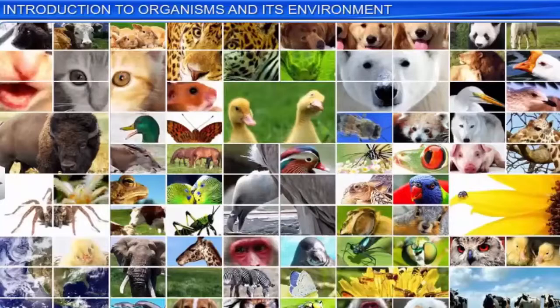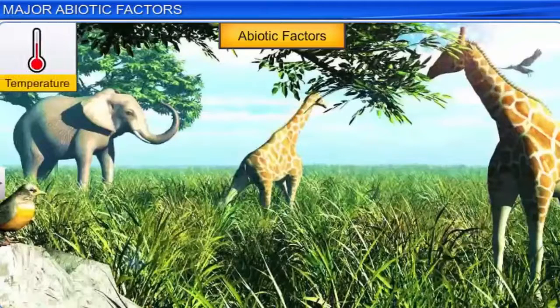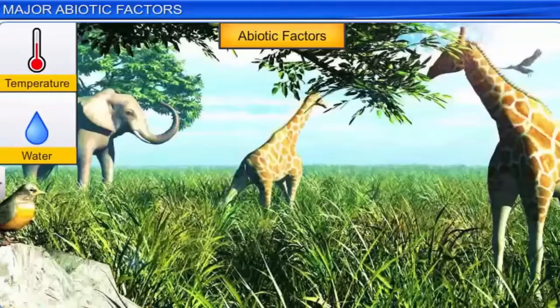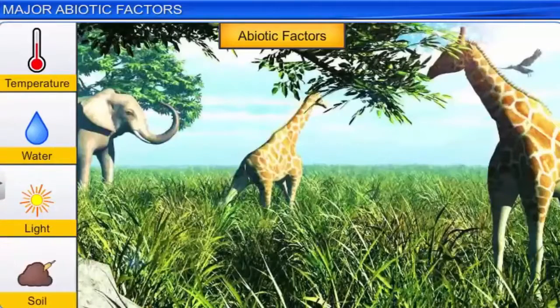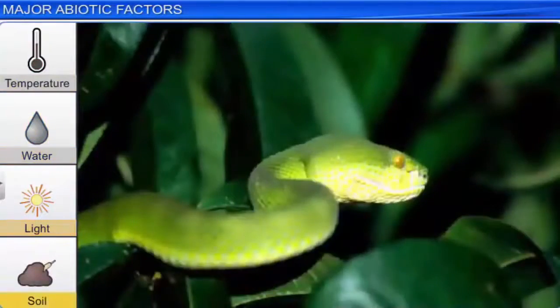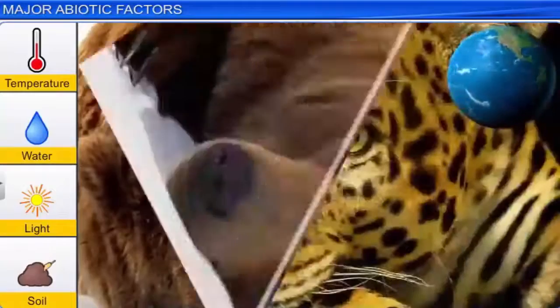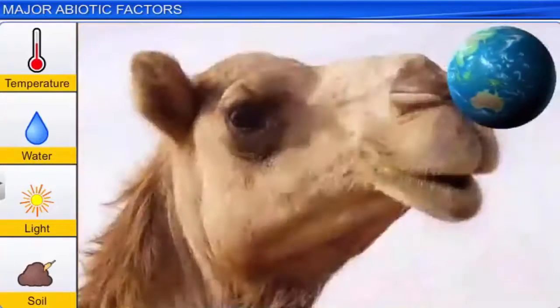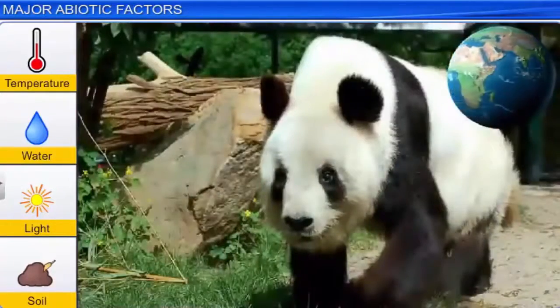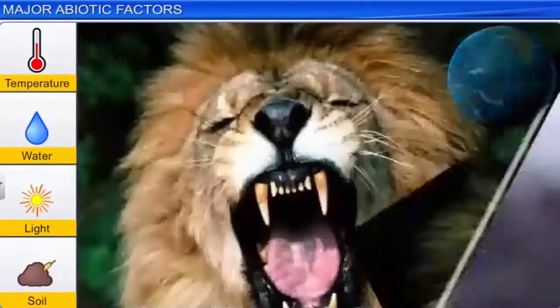If you observe your environment, you will notice several physical or abiotic factors such as temperature, water, light, and soil. These abiotic factors have a strong bearing on the life and existence of plant and animal species in different regions of the planet. Moreover, every organism adapts itself in various ways to these factors.